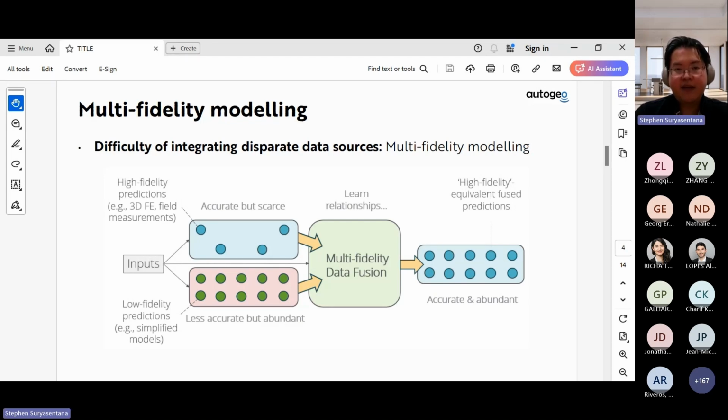And the underlying technique behind multi-fidelity modeling is to use the low fidelity data to learn the general trends while correcting these trends using the limited high fidelity data. So this approach can significantly reduce the amount of high fidelity data required for training, while still providing reliable predictions over a larger coverage area.